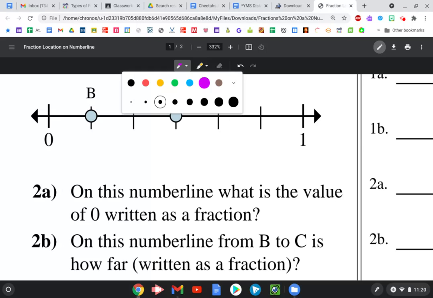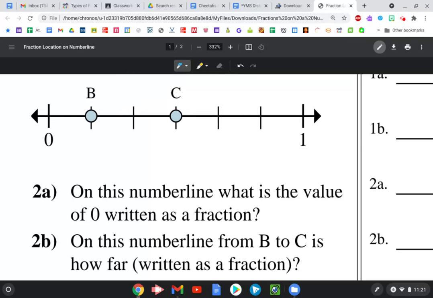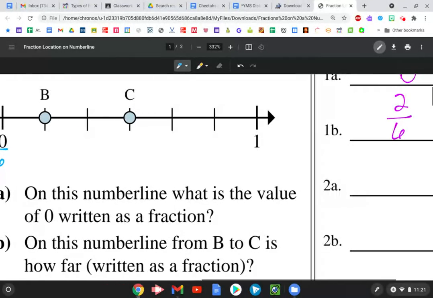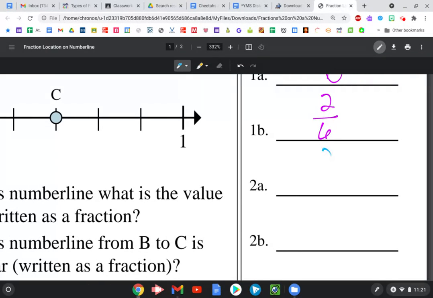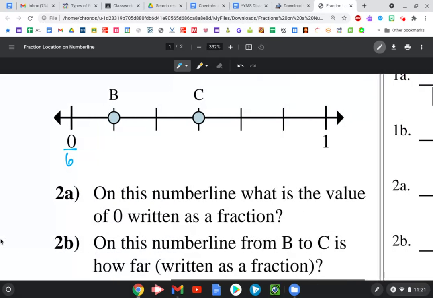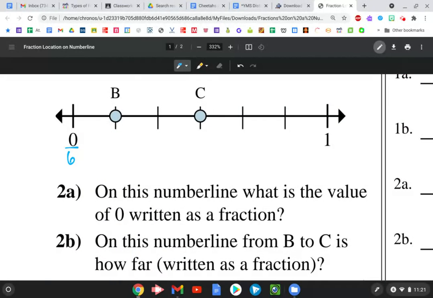Let's pick a different color for this one. How about blue this time? So now we have 0 sixths. And that's the answer to question 2A. What's the value of 0 written as a fraction on this number line? It's 0 sixths. So over here on line 2A, we're going to write 0 sixths. But let's not stop labeling this number line. Now we have 1 sixth.